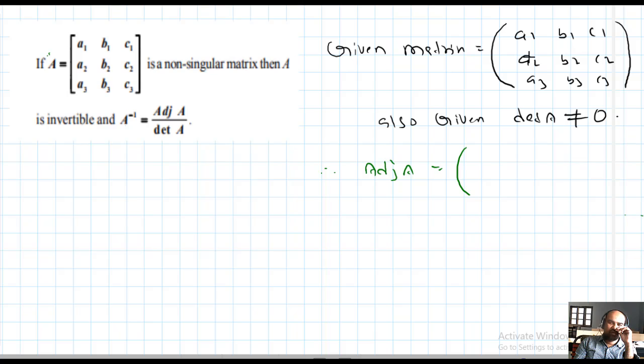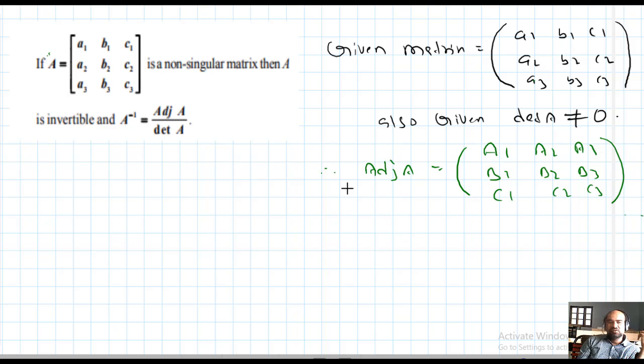Instead of the original cofactor matrix A1, A2, A3, its transpose means what happens? A1, A2, A3, B1, B2, B3, C1, C2, C3. This is the adjoint matrix.